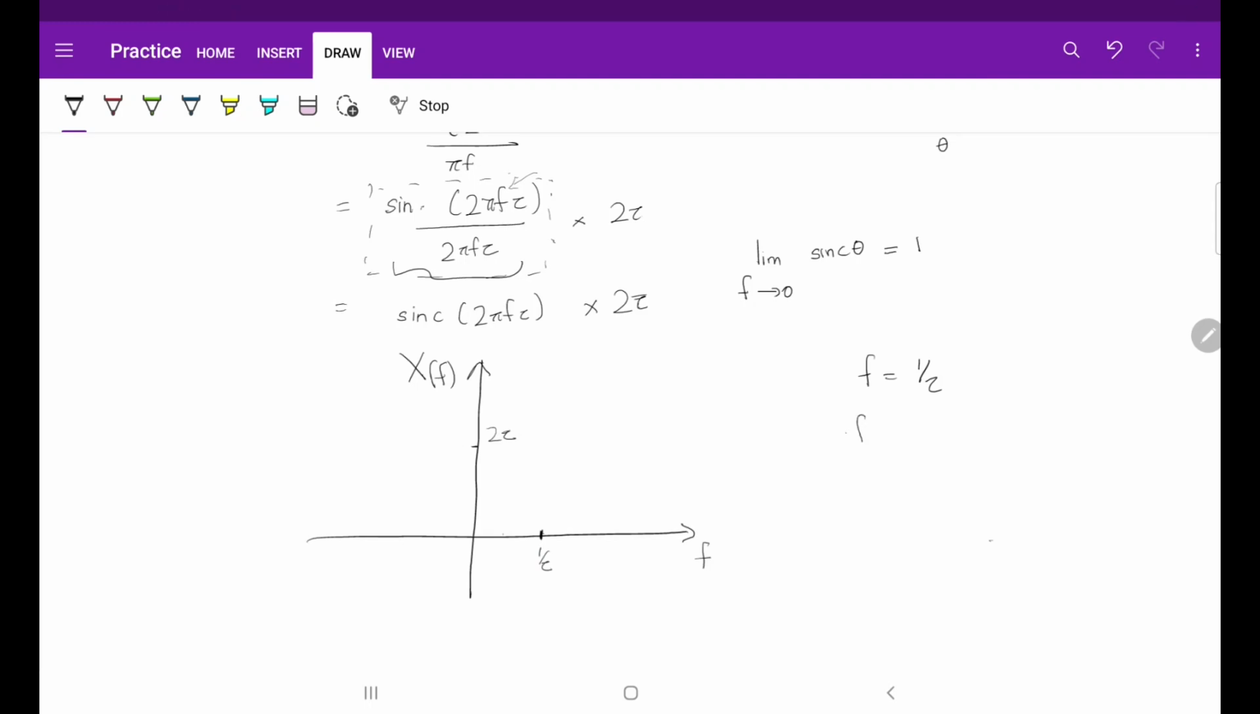Let's substitute the value of f equal to 2 over tau and check what the answer is going to be. If you substitute these values, you are going to get sine 2 pi.